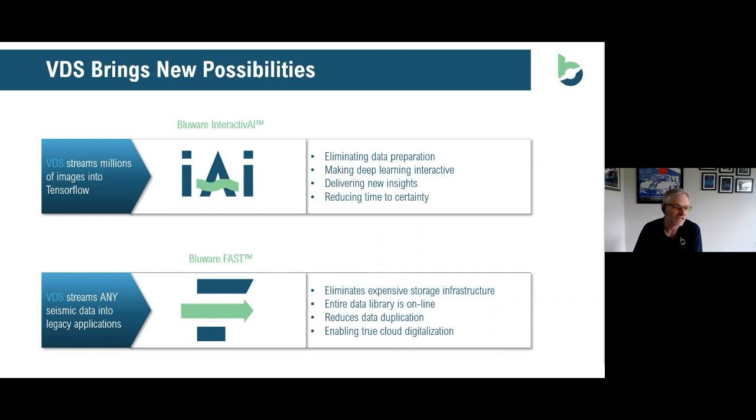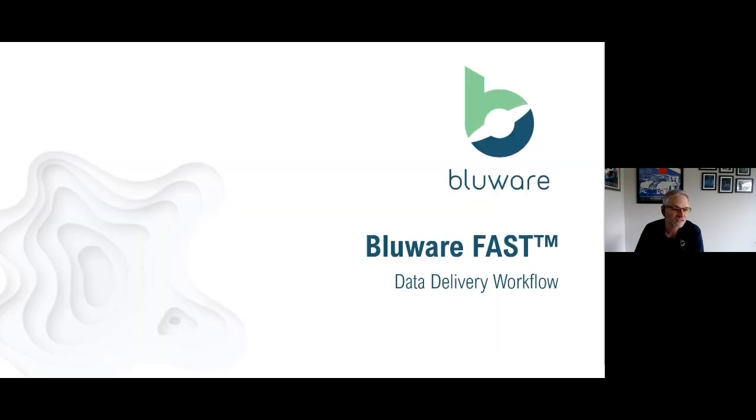VDS streams any seismic data into legacy applications, including pre-stack, and has enabled us to build Bluware FAST, which eliminates expensive storage infrastructure, allows you to create an entire data library of seismic data that's online, and reduces data duplication by copying individual files down to workstations, enabling true cloud digitalization to be achieved. So that's where I'm going next, to talk about a data delivery workflow in Bluware FAST.